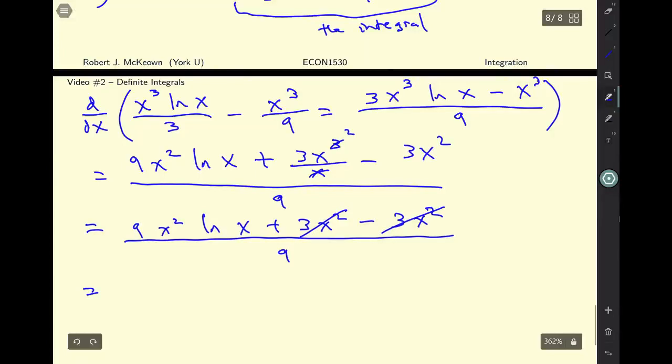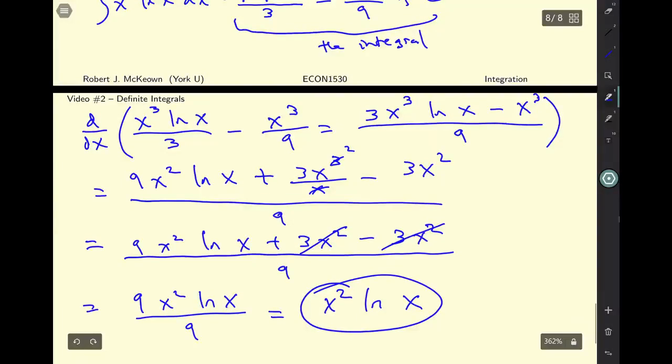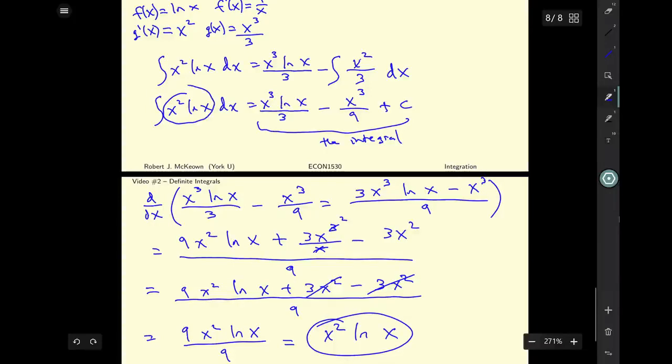Those sum to 0. 9x squared log x over 9, and that's just equal to x squared log x. There's my derivative of the integral that I found. What were we starting with? Well, that's exactly what we were starting with. So this is the correct integral, and integration by parts was able to find the integral for us.